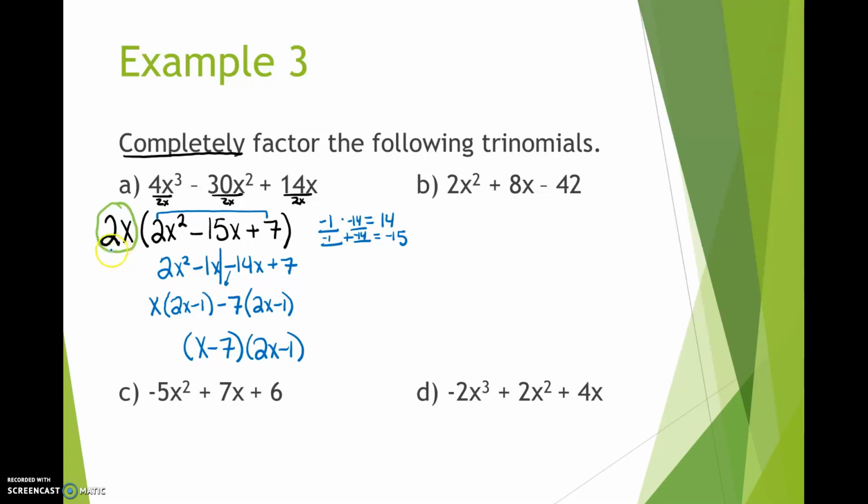The 2x. We factored out this 2x in that first step, so that needs to be in front of your factored answer. So factor completely just means factor out a greatest common factor, then keep going, factor the trinomial that's left, and then put all of those things together for your final answer.